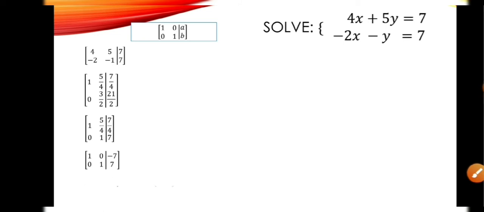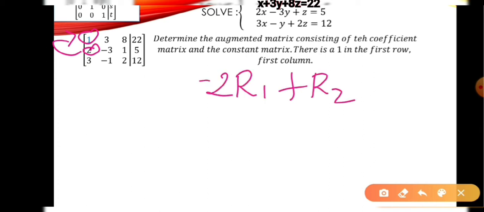Next is the 3 by 3 matrix. First, since it is already expressed as 1, we have to make 2 into 0. In order for us to make that 0, we have to multiply your first row by negative 2. Negative 2 r1 plus r2. So negative 2 times 1 is negative 2 plus 2 is 0.